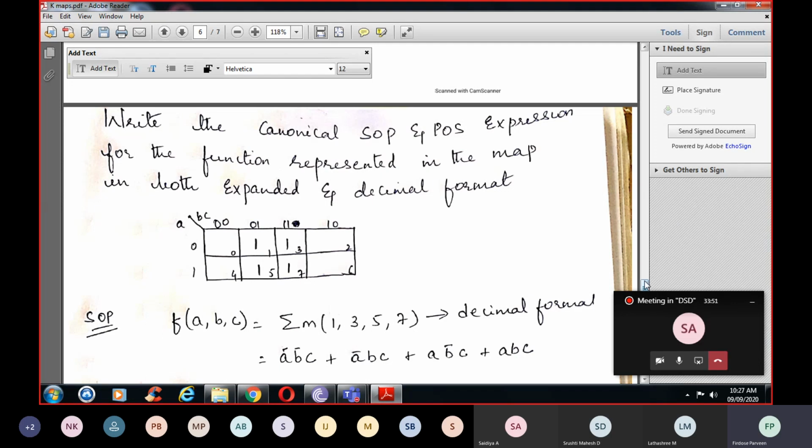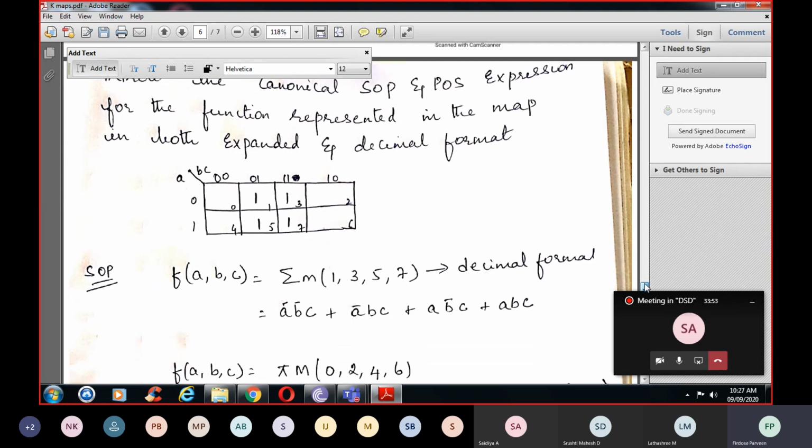In the same way, if they ask you to write the POS expression, how is it? Leaving 1, 3, 5, 7, the rest will all be 0. So for POS, we need to look at 0. 0 will be at cell 0, at cell 2, at cell 4, and at cell 6. So how will you represent it? For SOP, we tell min terms. For POS, we tell max terms.